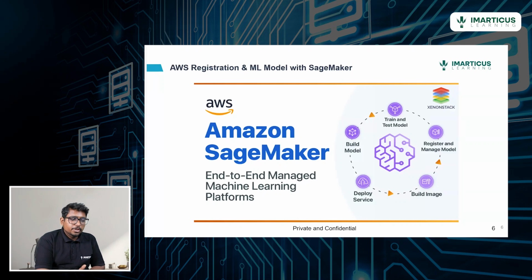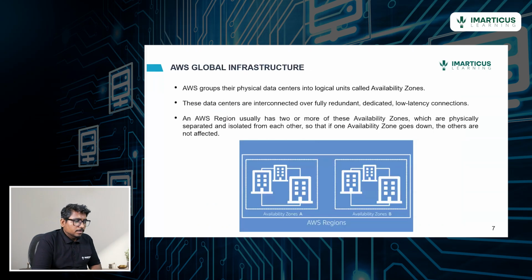If you want to build your model, then after building, training, deploying, building images, and registering your model, all the CI/CD pipeline and model deployment you can do using SageMaker. So this is one service offered by Amazon. These services depend on the zones and regions.